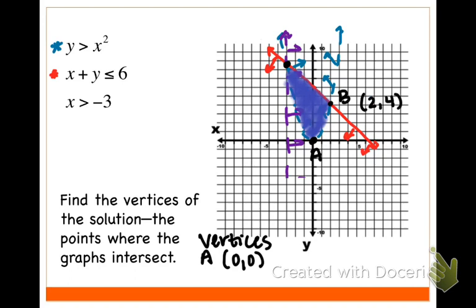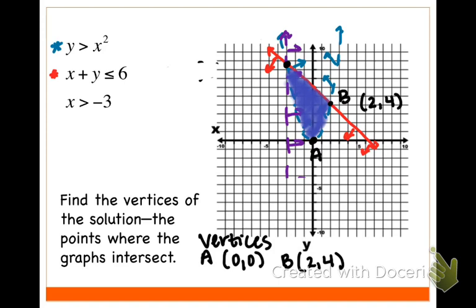This is on our boundary line, so we're going to check the y equals and say, does 4 equal 2 squared? Since it does, it works for the boundary line on the parabola. And then a check really fast: is 2 plus 4 equal to 6? And it does. So that's a quick little check. That is one of my vertices. So 2, 4 is a vertex.